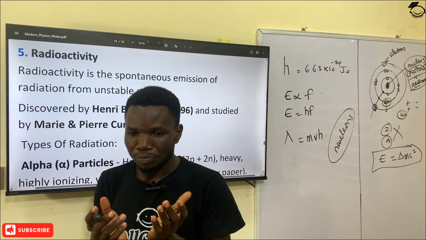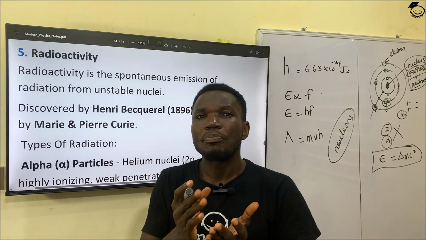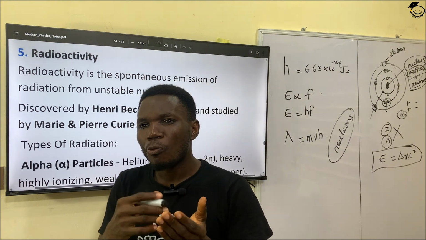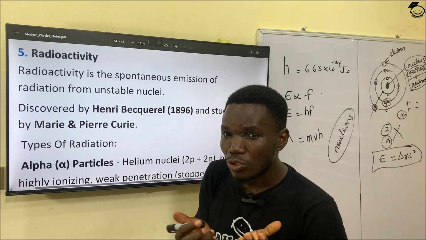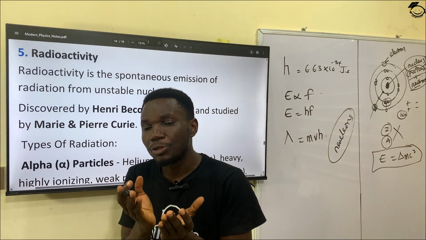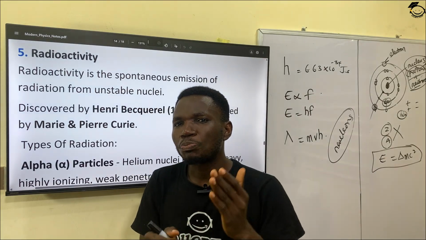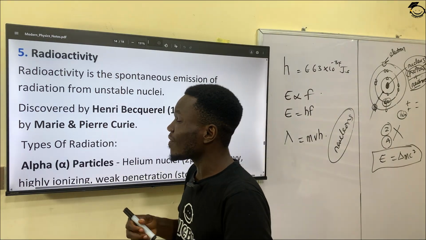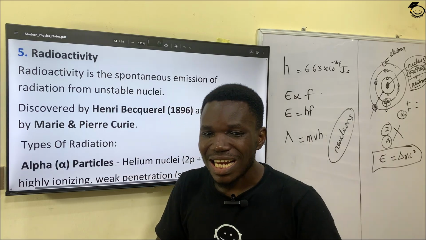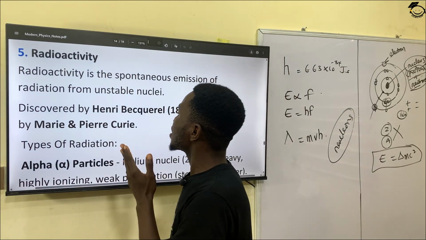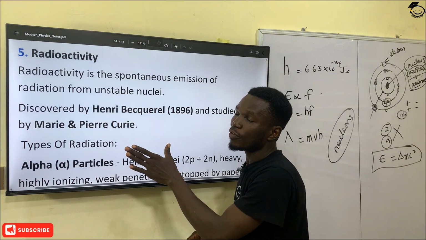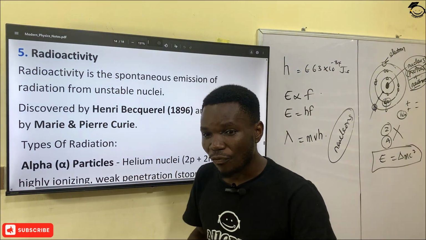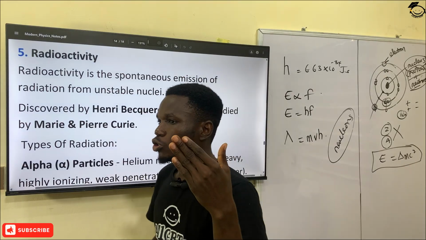There was a blend of uranium with other particles, impurities, and that combination of impurities with the uranium is what we call pitchblende. When he observed it, he discovered that there was emission of radiation, and hence he was given the title of the father of radioactivity, because he was the first person to do work on radioactivity.